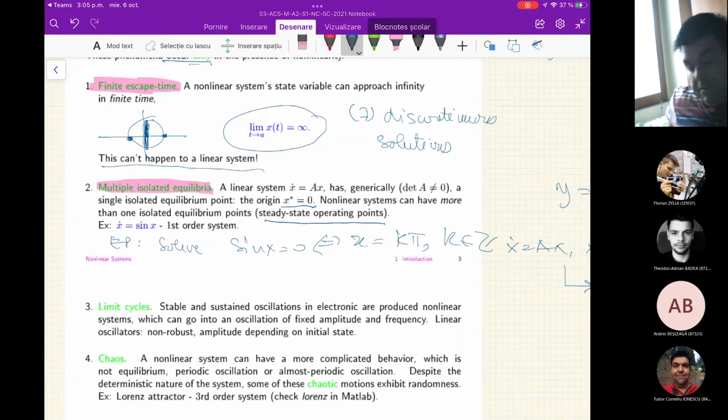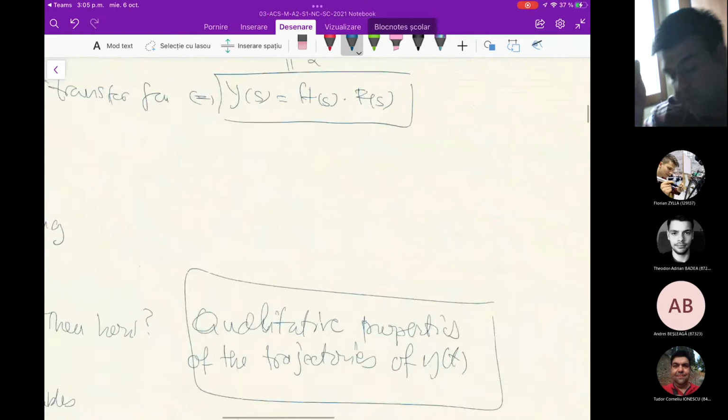So it's true. So you see, they're all isolated because k is integer. If k were real, they would no longer be isolated. But this is very specific to nonlinear systems, that they have multiple isolated points.